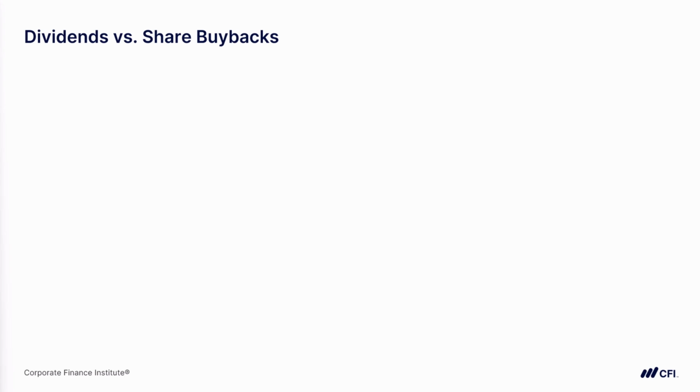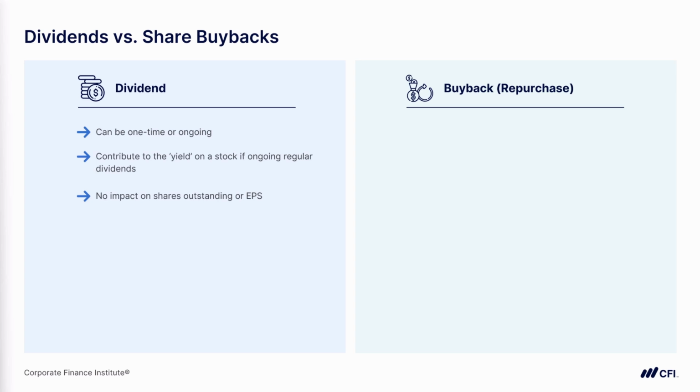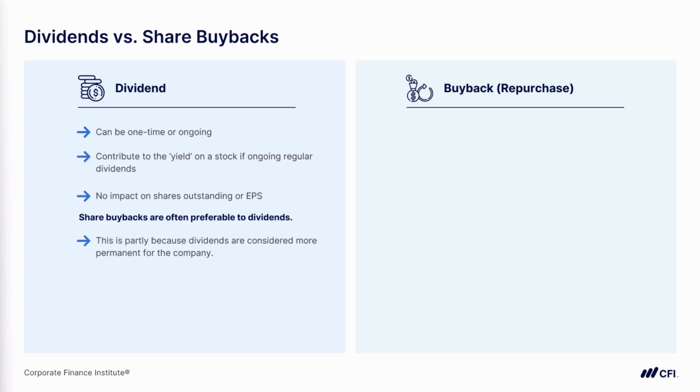So let's take a moment here to discuss the difference between dividends and share buybacks. First of all, with dividends, keep in mind that they could be a one-time dividend or an ongoing dividend. They would also then contribute to the yield on a stock if they were ongoing regular dividends. They would have no impact on shares outstanding or EPS. We need to keep in mind that share buybacks, on the other hand, are often preferable to dividends. Why? Well, it's partly because dividends are considered more permanent for the company. And also, dividends cannot be turned down by the investor. Also, dividends can create an additional tax burden for the investor.